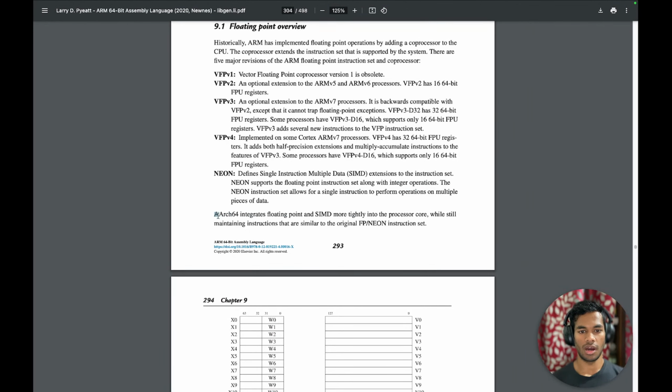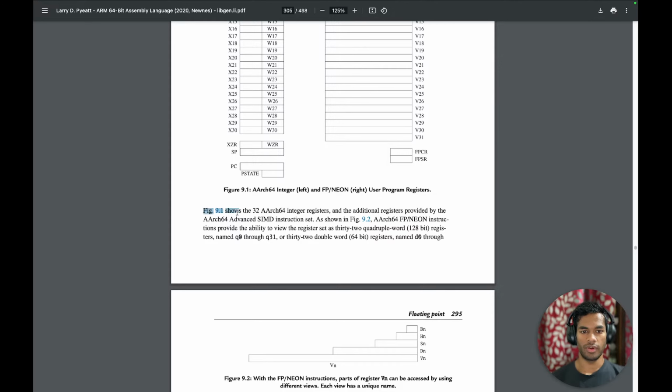AArch64 integrates floating point and SIMD more tightly into the processor core while still maintaining instructions that are similar to the original FP and Neon instruction set. Figure 9.1 shows the 32 AArch64 integer registers and the additional registers provided by the AArch64 advanced SIMD instruction set as shown in figure 9.2.